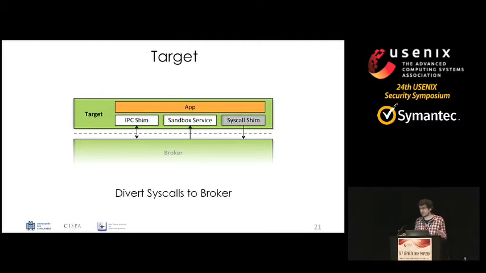The syscall shim does pretty much the same thing, just for system calls. Here we leverage the fact that applications use the standard C library to issue system calls, and we rely on a well-known technique called ELF hooking, where we override function addresses in the global offset table to point to our code instead. So we hook system calls like open, remove, and mkdir. When the application calls that function, it will actually end up calling our code, and we will then just forward that call using binder IPC to the broker.